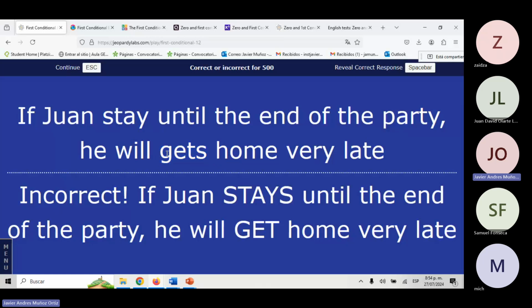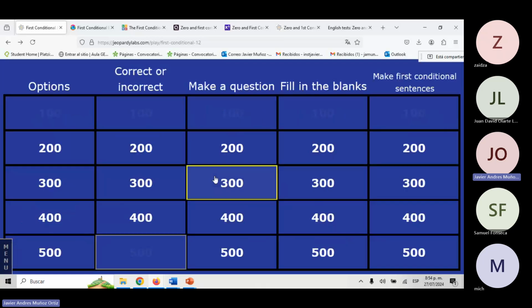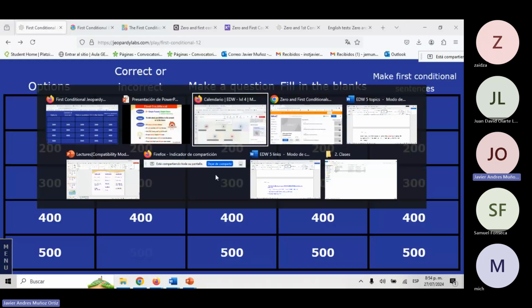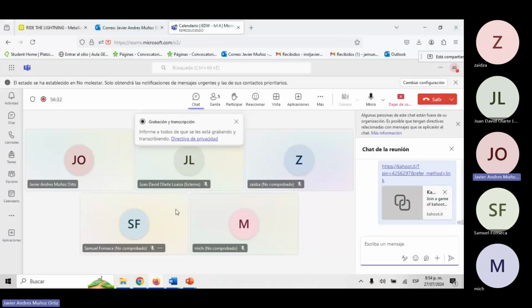Therefore, it's will get. If Juan stays. Okay. So, present, we modify the verb if needed. Future, the verb doesn't change because we have the word will. Okay, look, let's go with who's next? Oh, yes, Samuel.